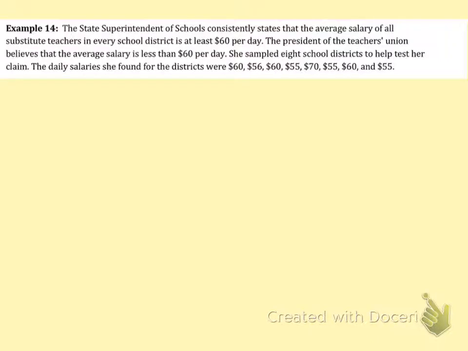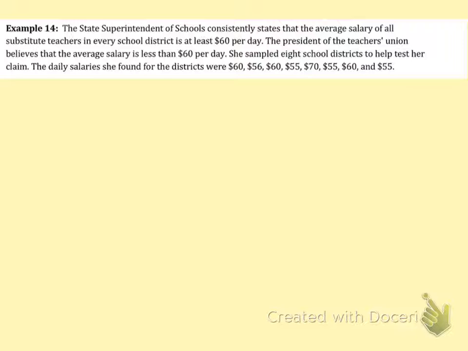This is example 14 from chapter 15 in your student packet. It says the state superintendent of schools consistently states that the average salary of all substitute teachers in every school district is at least $60 per day. The president of the teachers union believes that the average salary is less than $60 per day. She sampled 8 school districts to help test her claim. The daily salaries she found for the districts were as follows.